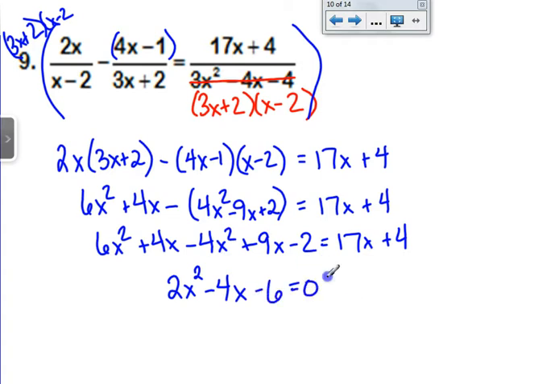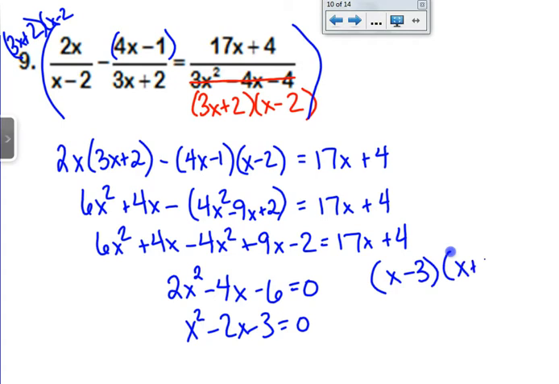Now before I start factoring, I notice everybody here is divisible by a 2. So I'm going to change that to an x squared minus 2x minus 3. Much better to factor. And you end up with x minus 3 times an x plus 1 equals 0. So my two answers are x equals 3 and x equals negative 1.